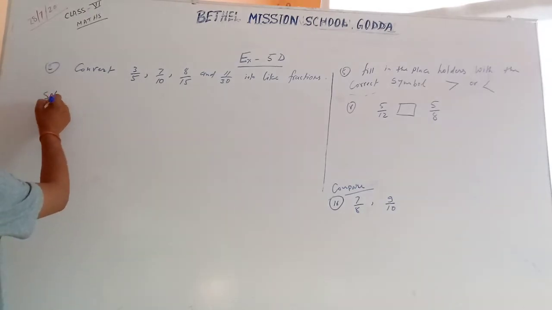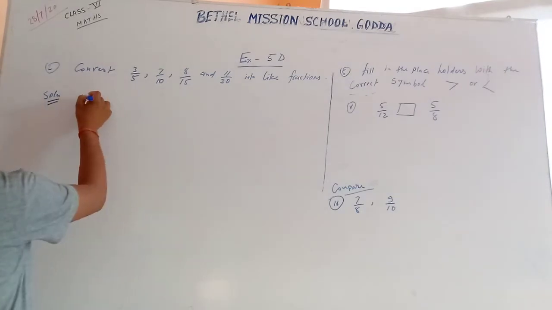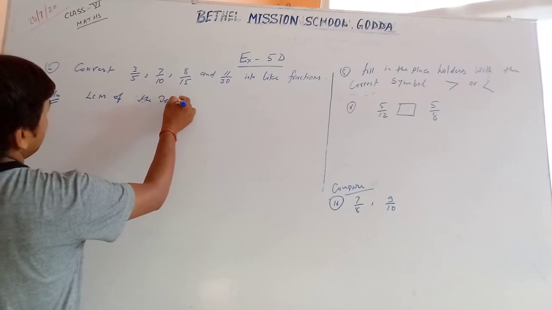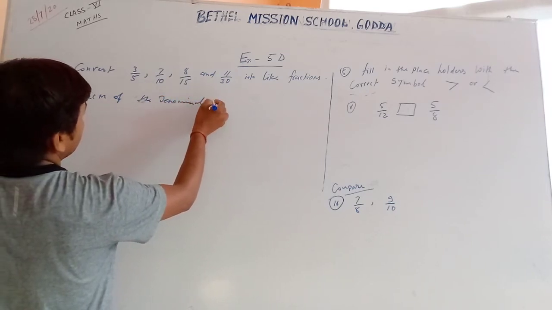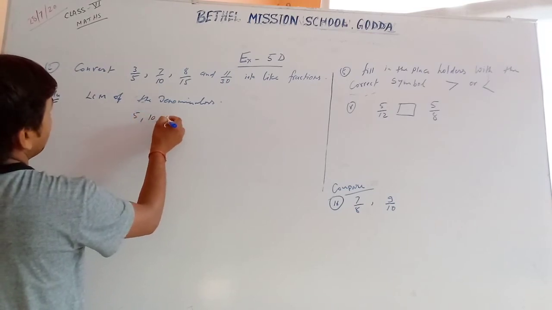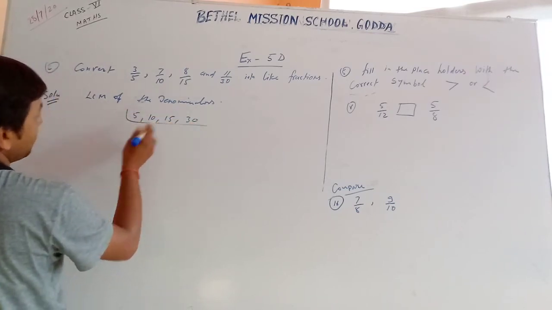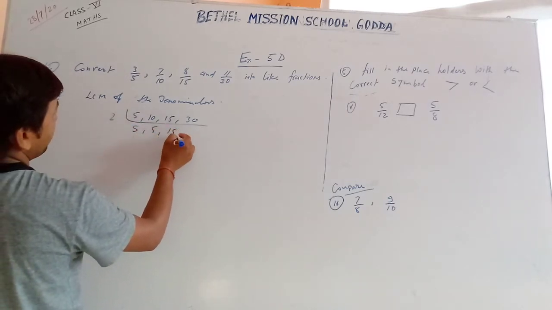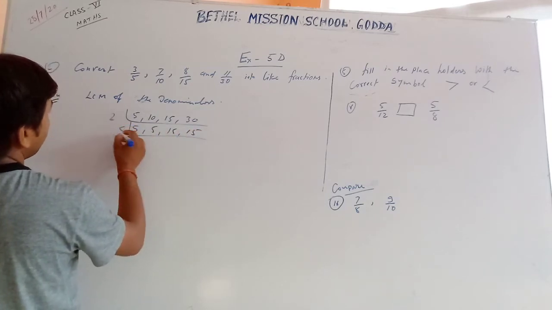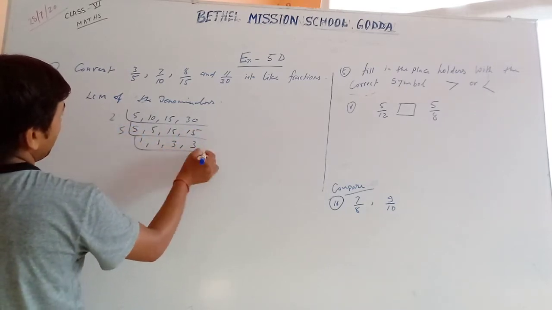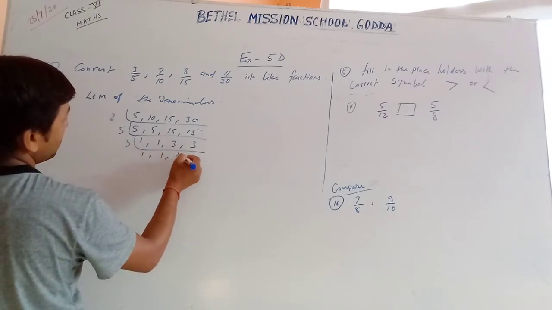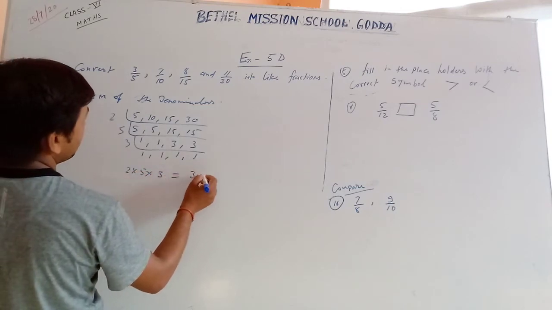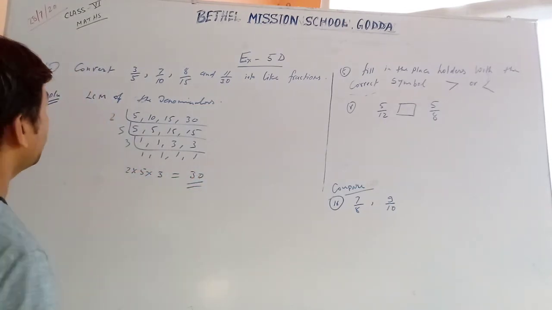Now first, find the LCM of the denominators 5, 10, 15 and 30. To find the LCM, you can divide by 2 first, then by 5, and then by 3. Then the LCM would be 2 into 5 into 3, that is 30. What is the LCM? 30 would be the LCM.